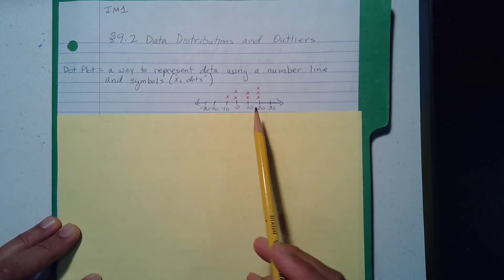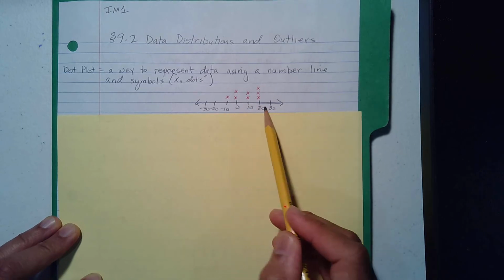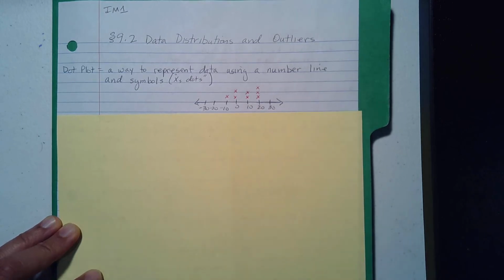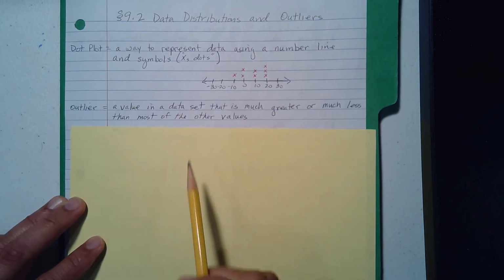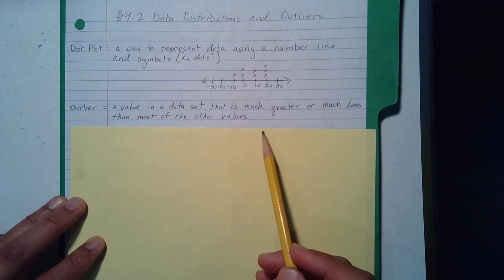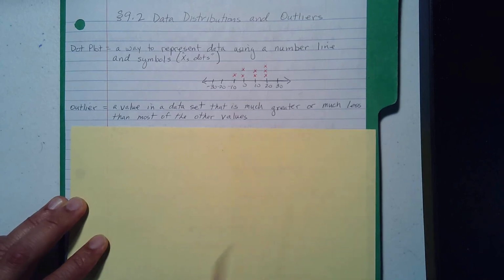So we have a number line and we use X's to write down how many times these numbers occurred in our data. An outlier is a value in a data set that is much greater or much less than most of the other values.